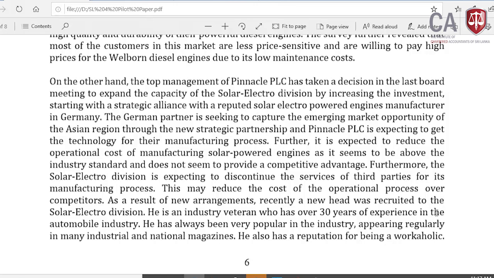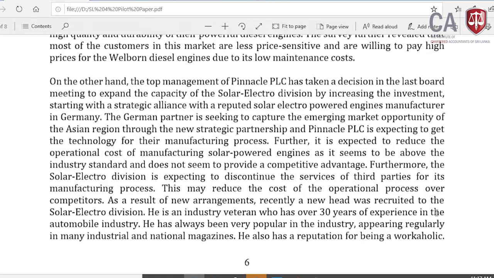Further, it is expected to reduce the operational cost of manufacturing solar power engines. That is one thing they are trying to do. They try to reduce the operational cost, and it seems to be above the industry standard, that is high, and does not seem to provide a competitive advantage. That is one area you can focus on here: reduce the operational cost.